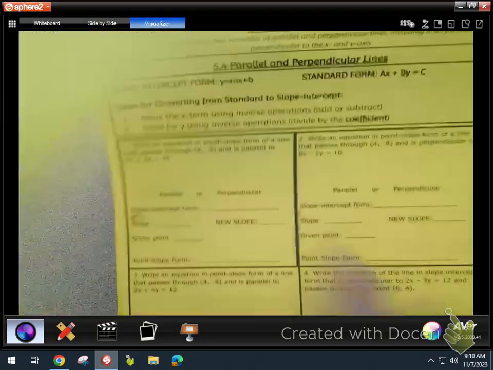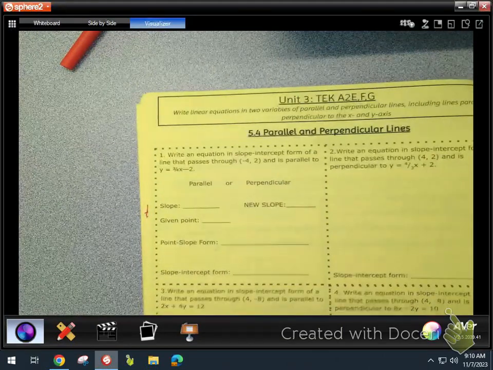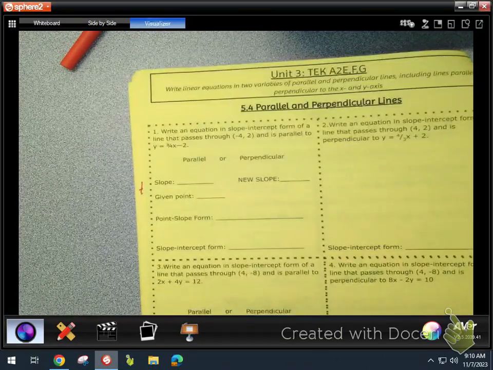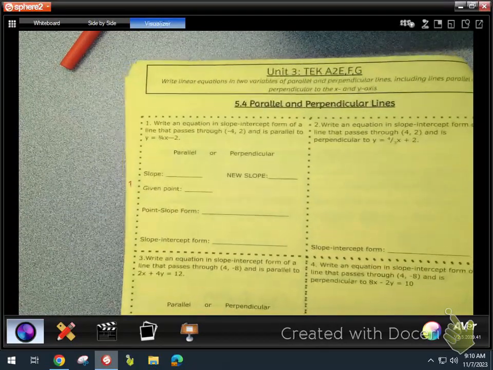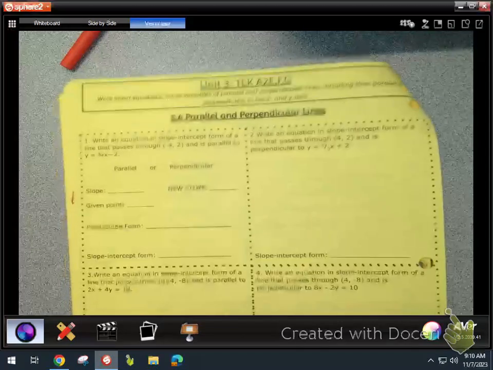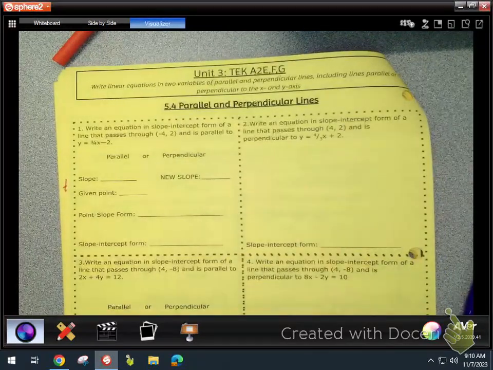So that's the flow. We have quite a bit of problems. I think we might just do a few of them here. I might skip some. And then we're going to talk about parallel and perpendicular to the axes, and then we just have some practice to do before our CFU. So go ahead and go to the next page.